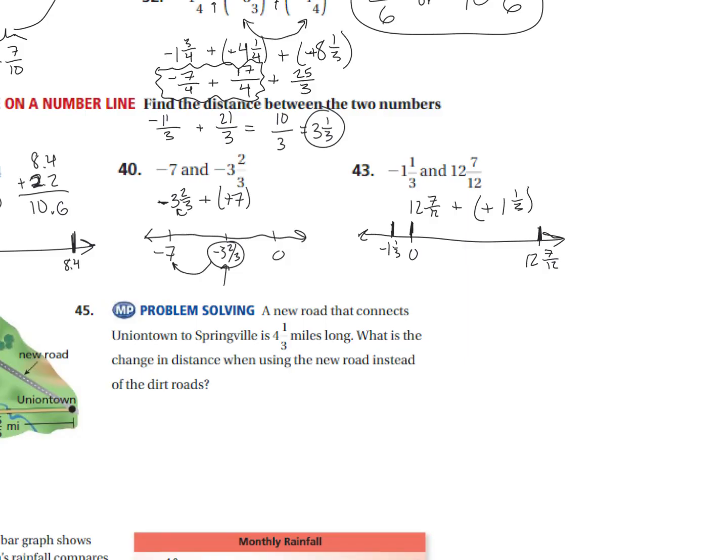and adding more distance. Okay, so converting, 12 times 12 is 144, plus 7 is 151 over 12, plus 1 times 3 is 3, plus 1 is 4 over 3. I need to convert 4 over 3 to have a base of 12. 3 times 4 is 12, meaning on top 4 times 4 is 16. Okay, 151 plus 16, both of them are positive. I'm going to just add. I get 167 over 12.